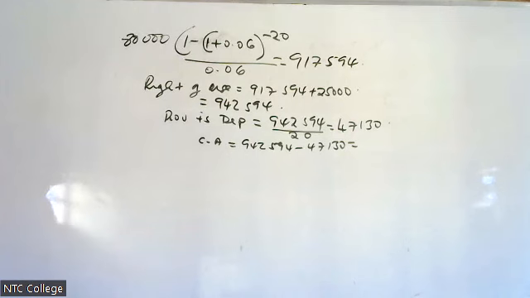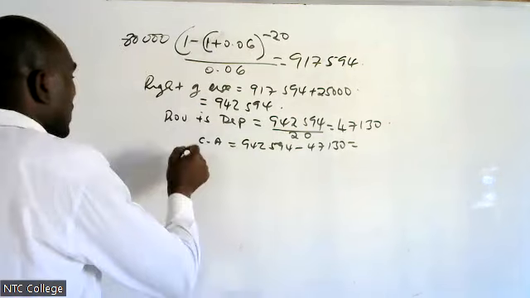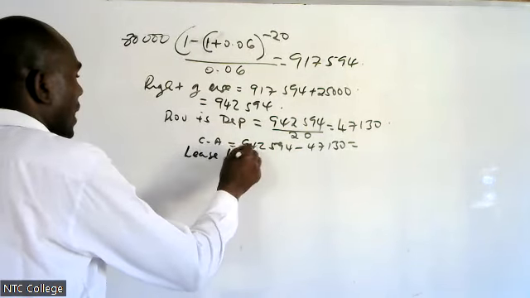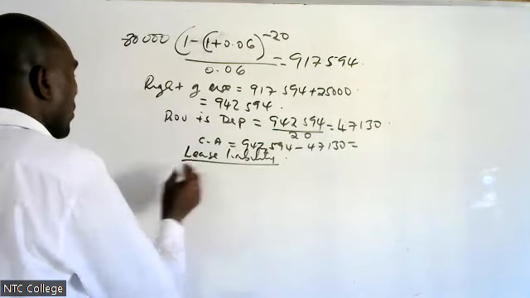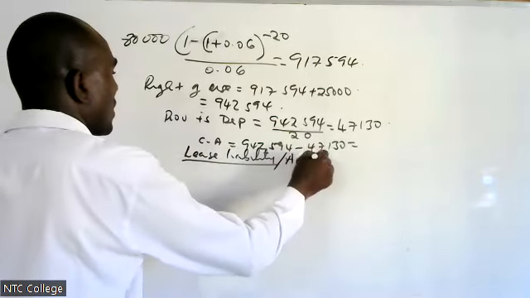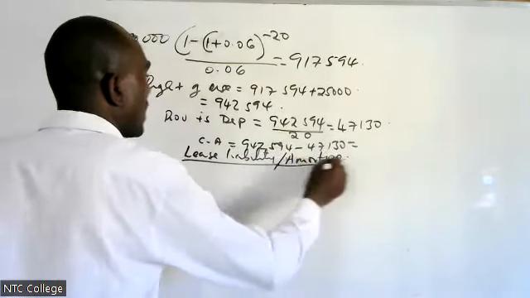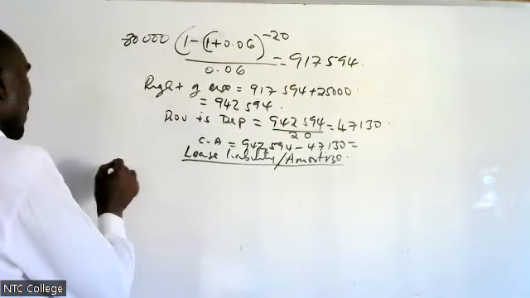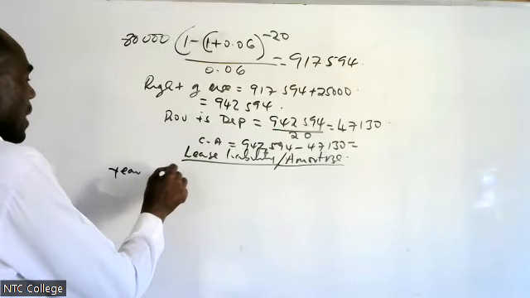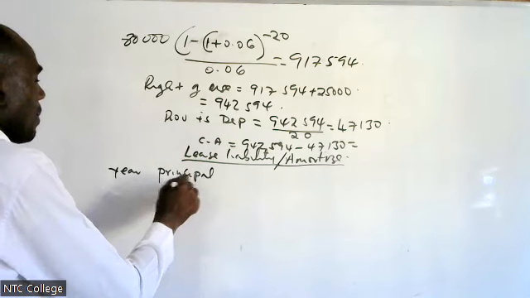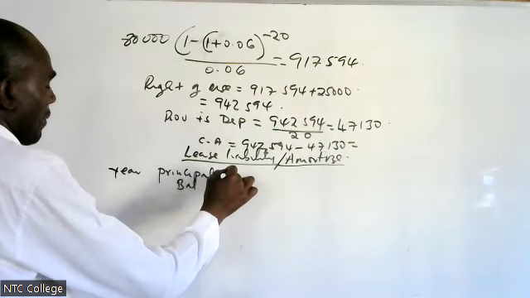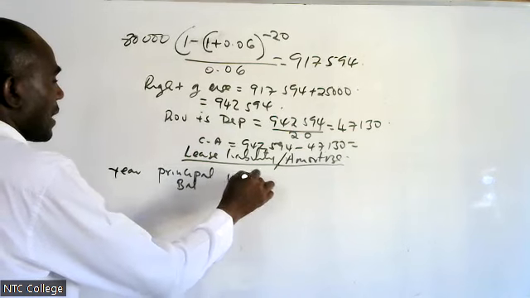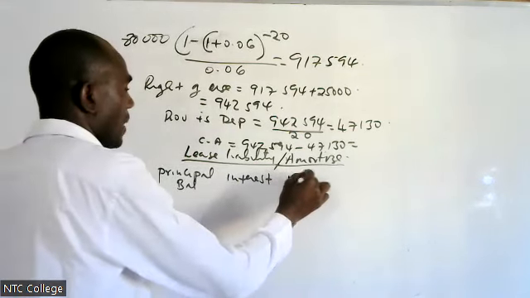Then we say the lease liability will be amortized. Therefore, let's quickly amortize the lease liability. To amortize depends on when we are making the payment. Is it at the end of the year or at the beginning of the year? Like this one is at the end of the year. Therefore, we shall have columns: year, principal balance, then interest, then installment.